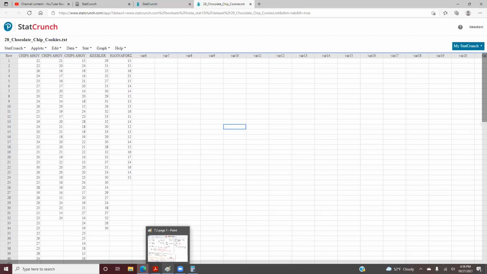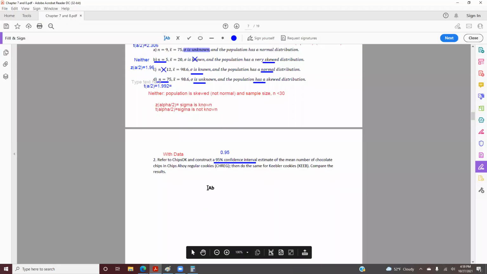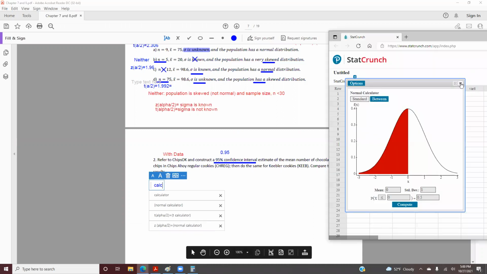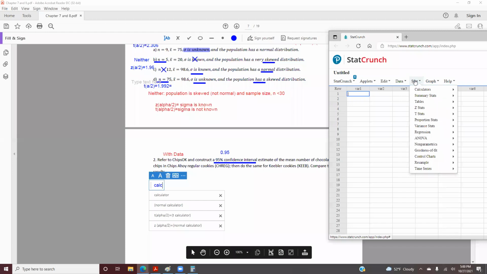So this question, if you look at question number 2 here, is where you refer to Chips Ahoy, which in this case is the chocolate chip cookies. You need to find a 95% confidence interval for the mean of this. So how do you find a 95% confidence interval for this? It's very easy. You go to calculator first. Stats first. Yep, stats and then T-stats.